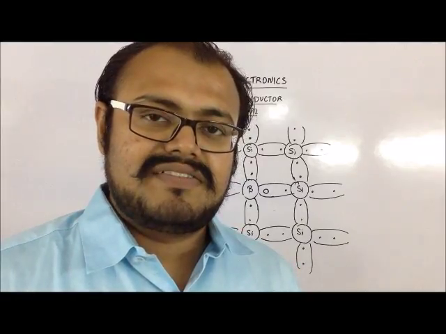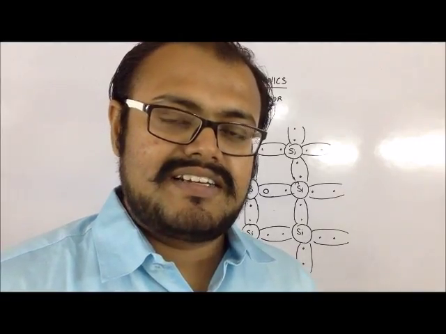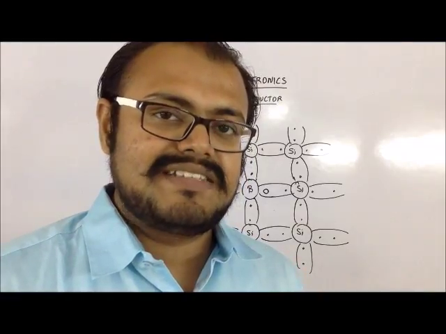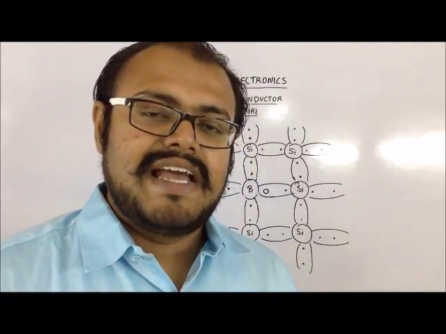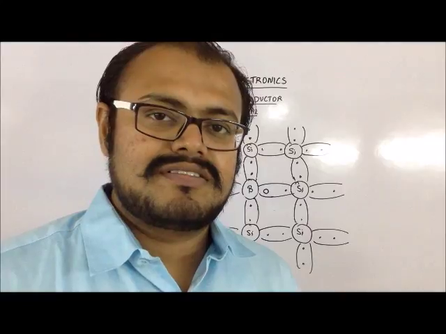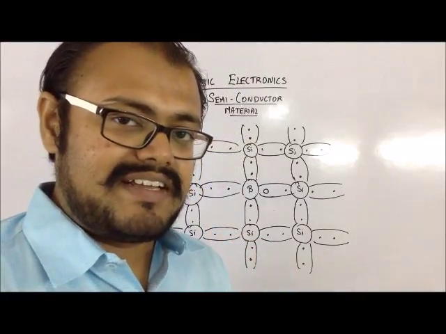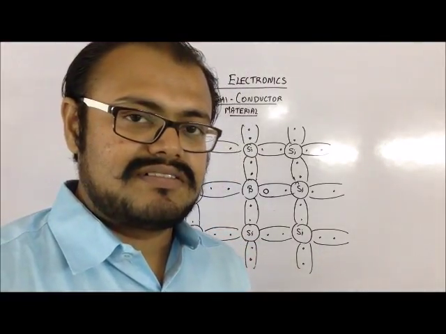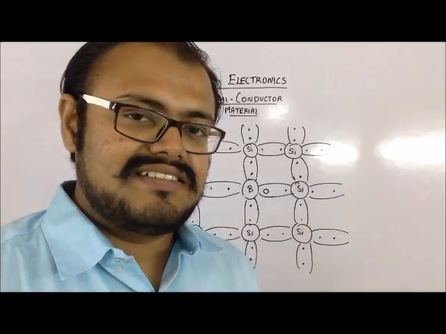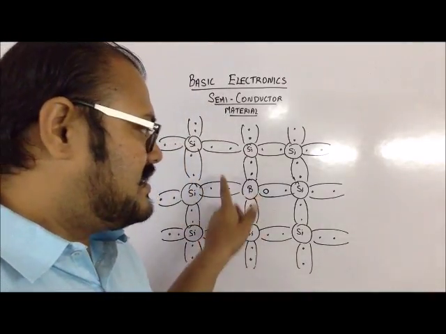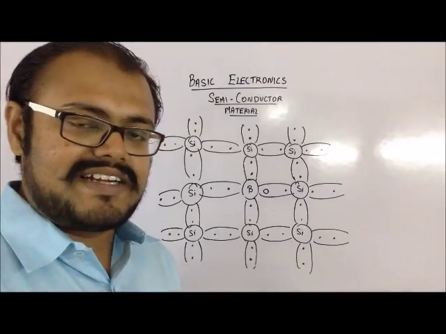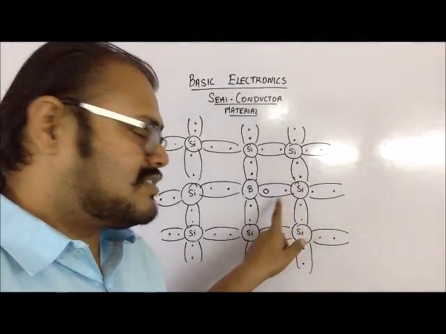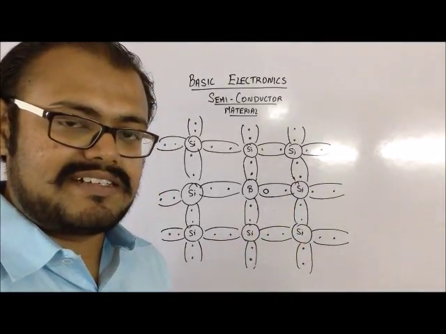In this, the impurity which we use is a trivalent impurity. Trivalent means it has 3 valency. The example can be boron. In this particular example, we have taken boron as the example. Boron has 3 valencies, so it can form 3 covalent bonds with the silicon atom. It is not able to form the 4th bond with the silicon atom.